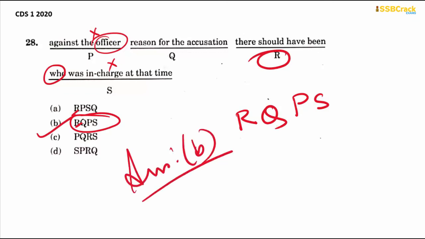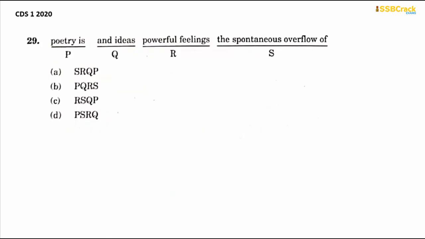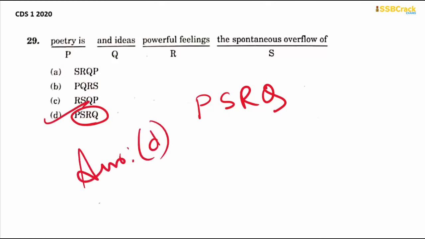Okay, now we come to the next question. Poetry is the spontaneous overflow of powerful feelings and ideas. This one was easy. So PSRQ. Okay, this is option D again. So answer is option D.